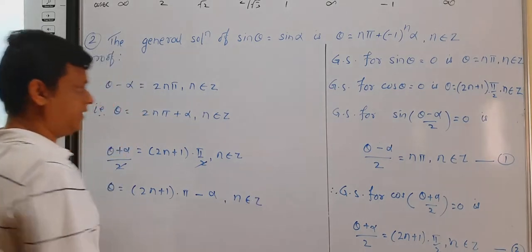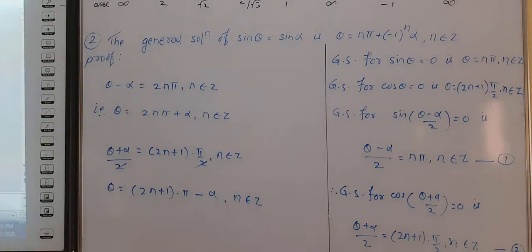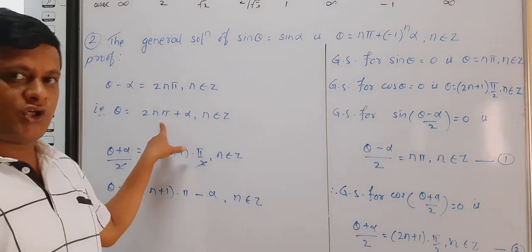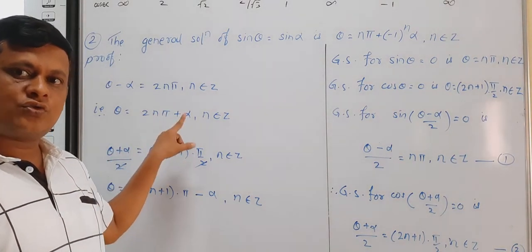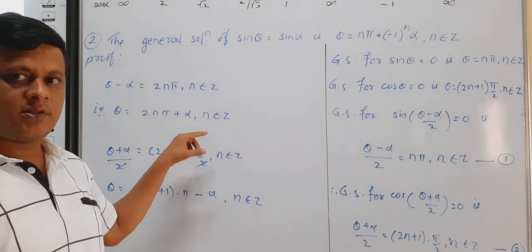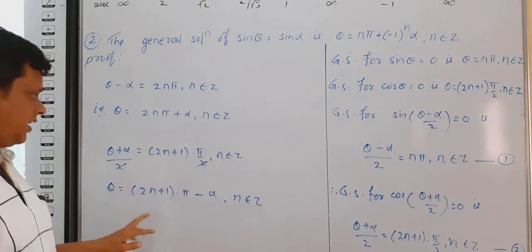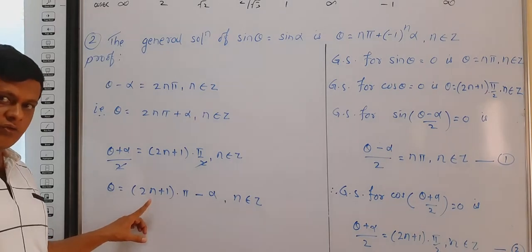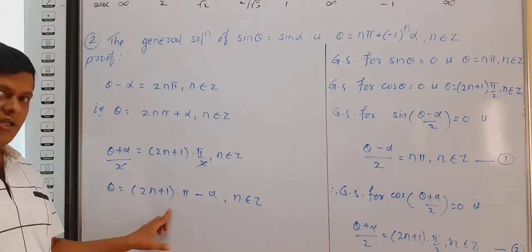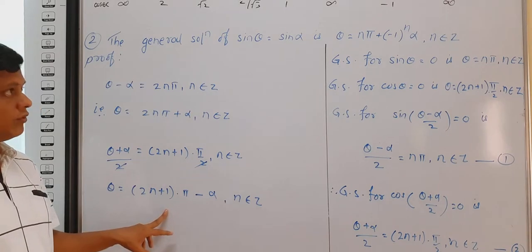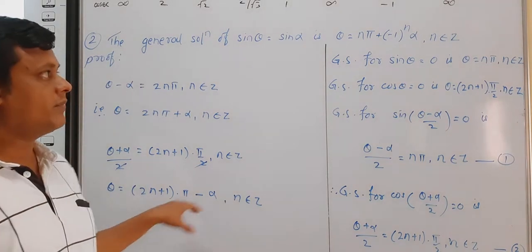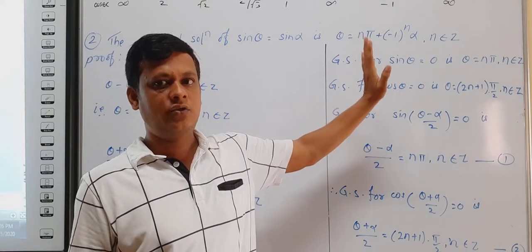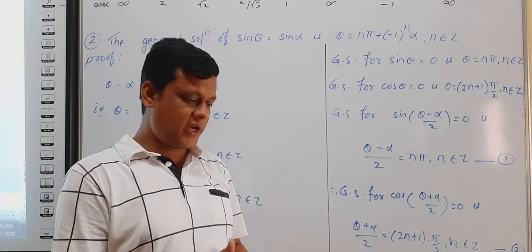N belongs to Z. Now you have to substitute the values n equals 0, n equals 1, n equals minus 1 and so on. Similarly, you have to substitute n equals 0, n equals 1, n equals minus 1 in the other. From these two, we get the result of the form theta equals n pi plus minus 1 raised to the power n into alpha. That is how we get it.